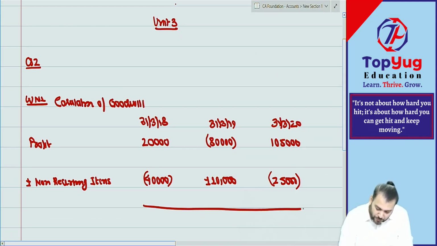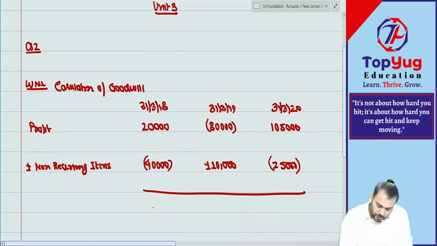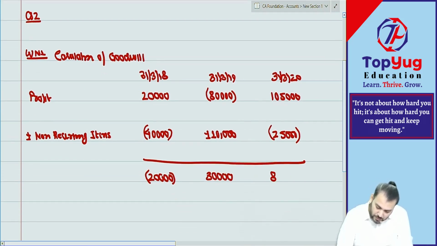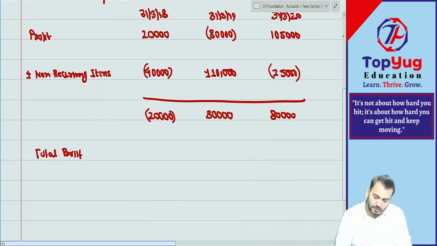What is the adjusted profit? This is 20,000 loss, 30,000 profit, 80,000 profit. Now can you give me the total profit? Total profit is how much? Is 1 lakh. Total profit is 1 lakh 40,000.